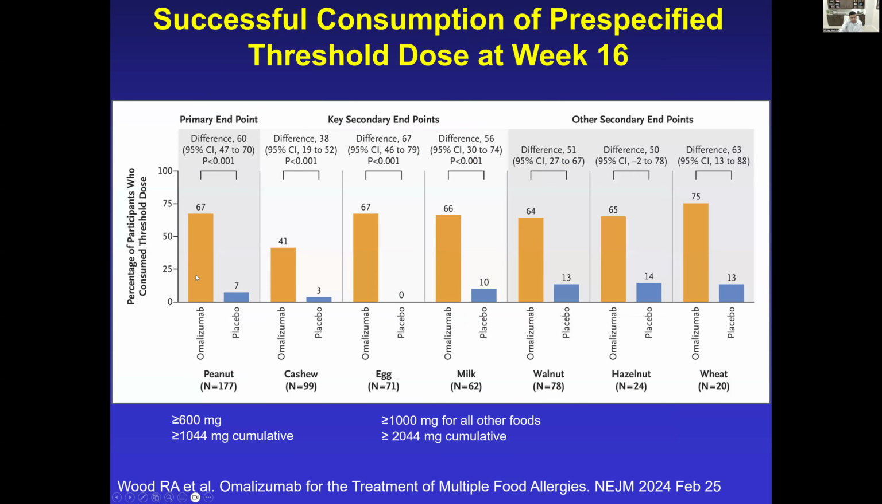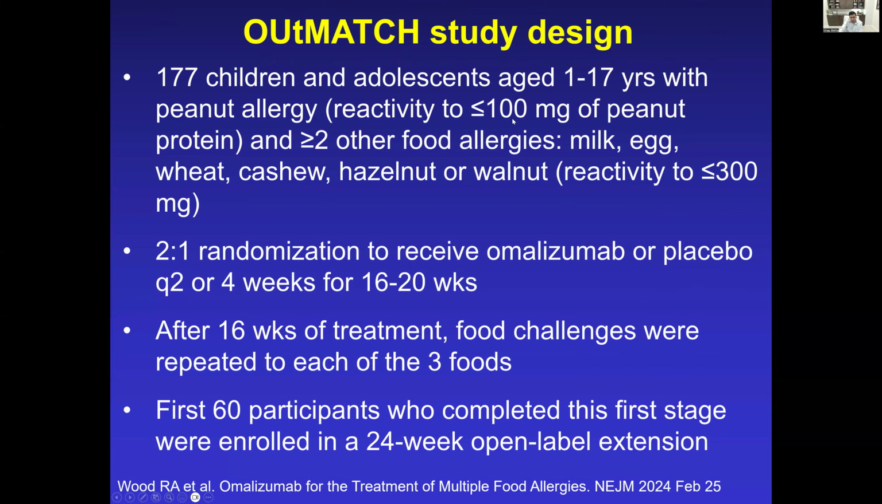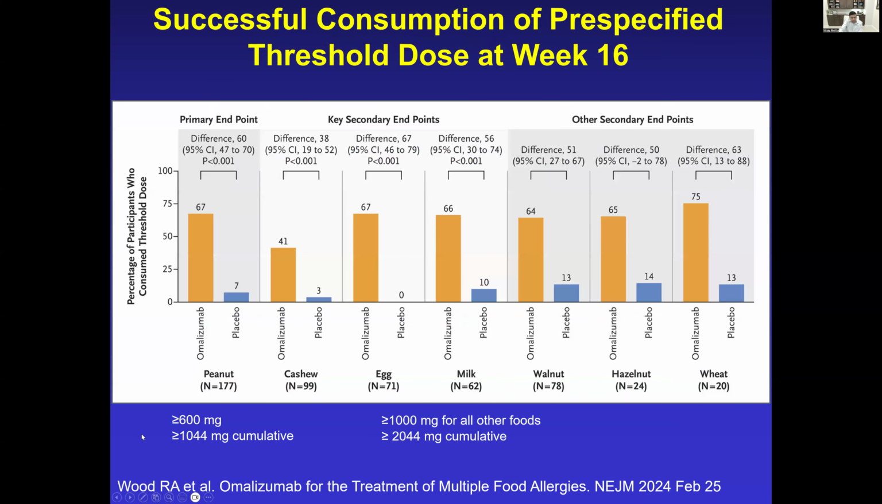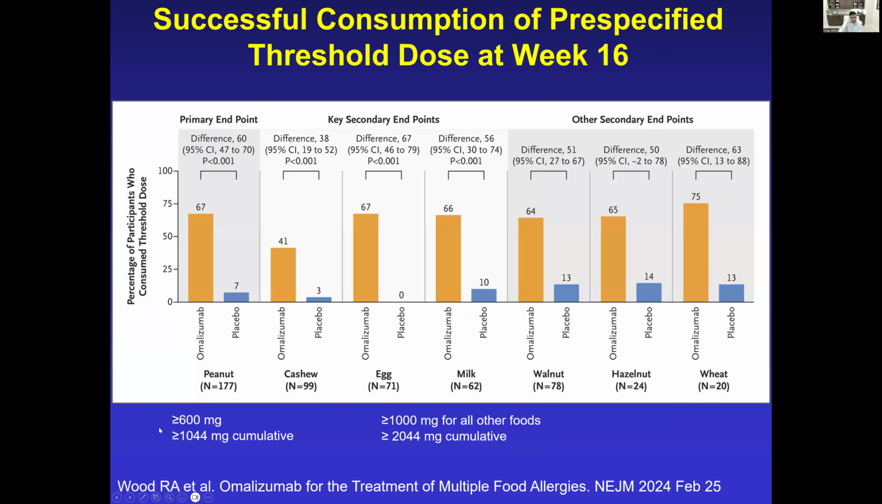So at 16 weeks, you had patients who previously reacted to less than 100 milligrams of peanut protein, and now they didn't react at all to 600 milligrams of protein. The way the challenge was done, you start at 1 milligram, 3 milligram, 10, 30, 100, and 300. So the cumulative dose was over 1 gram of peanut protein. So 2/3 of children, who previously were not even able to tolerate 100 milligrams of protein, essentially tolerated a cumulative dose of 1 gram of protein without any adverse reactions, versus only 7% who were on placebo.